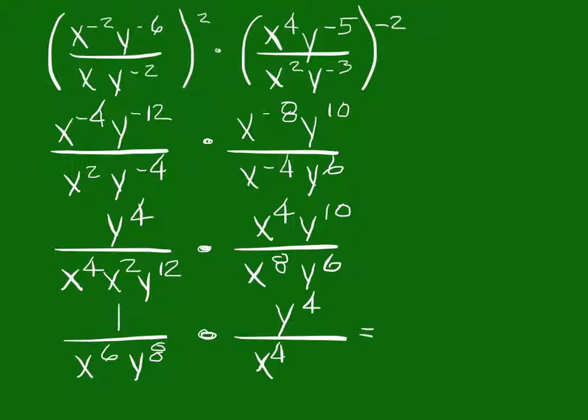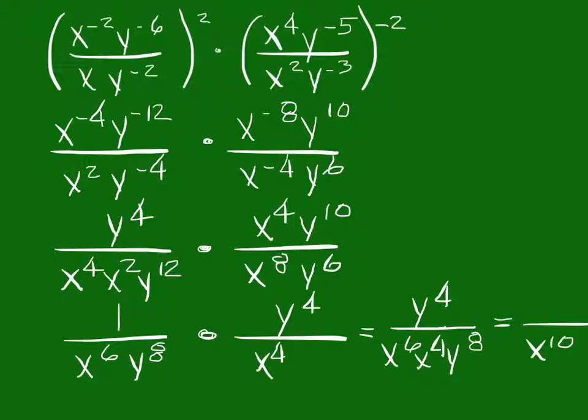Now, once you get to this point, you multiply straight across, left to right. Multiply the tops. 1 times y to the 4th is y to the 4th. And then over here, x to the 6th, y to the 8th, x to the 4th will give you x to the 6th, x to the 4th, y to the 8th. Keep the x's together because you have to go back and simplify. On the bottom, x to the 6th, x to the 4th is x to the 10th.